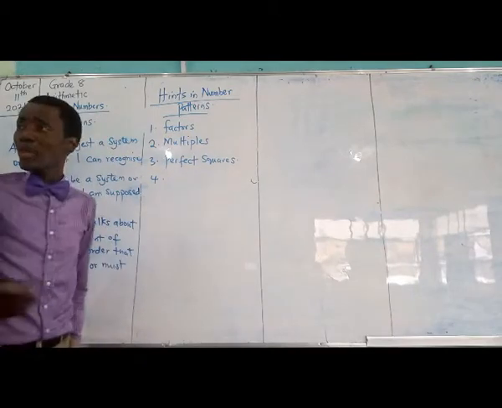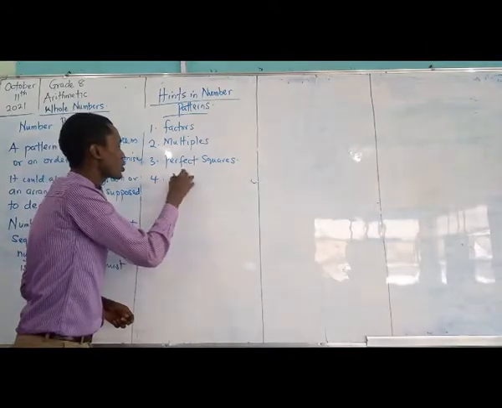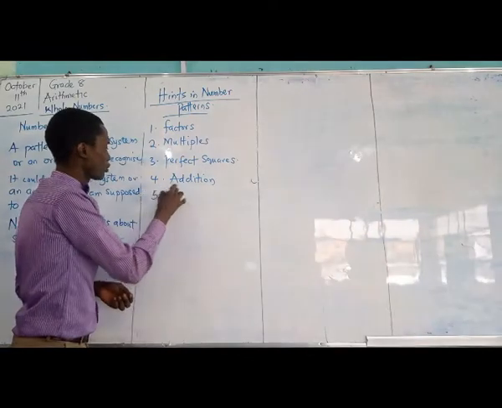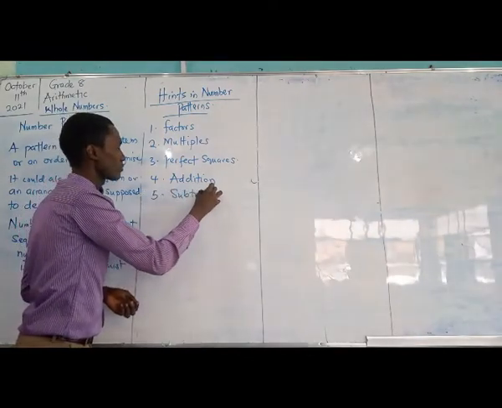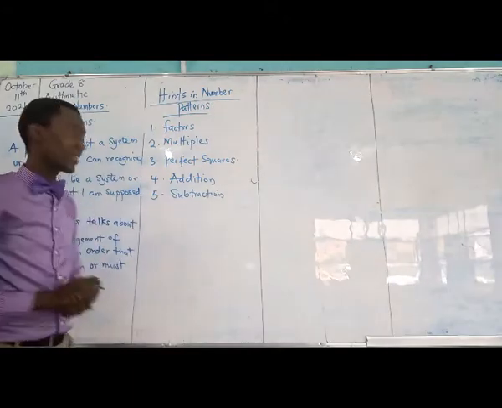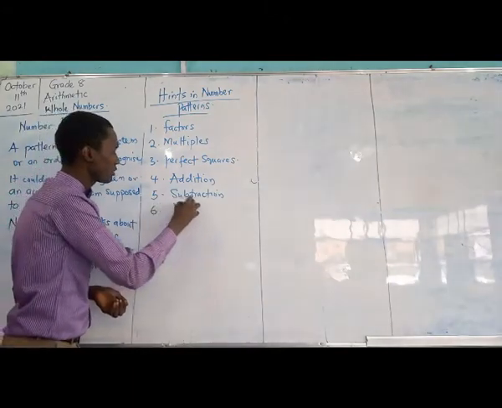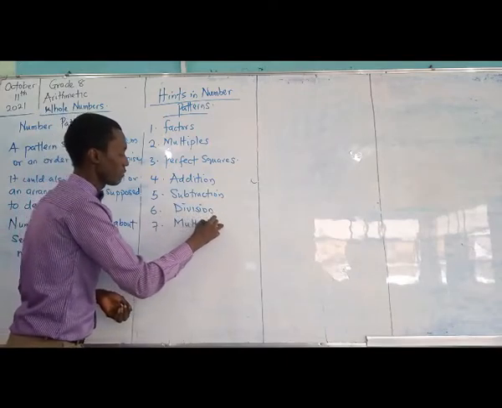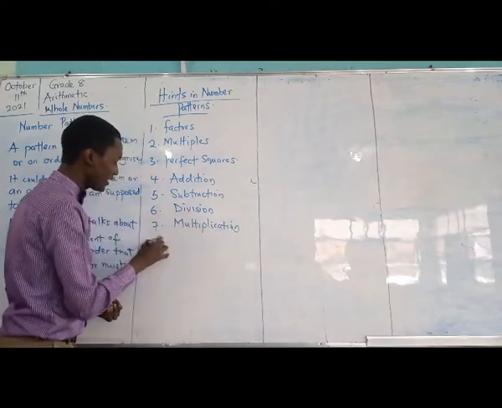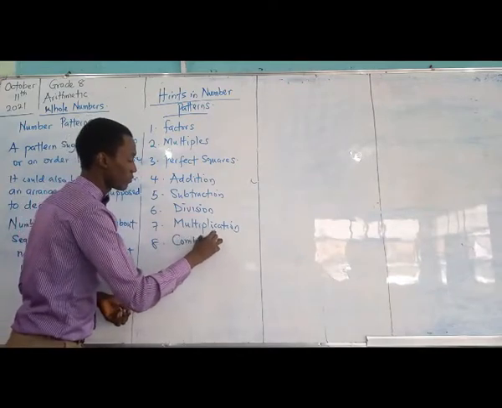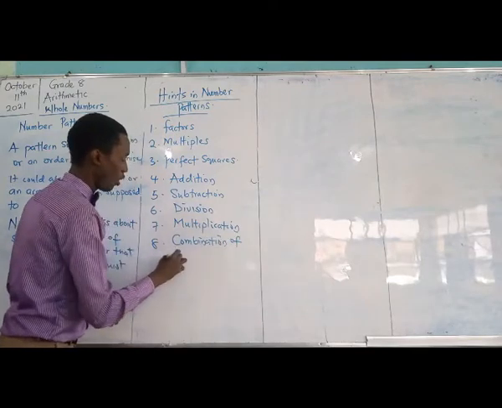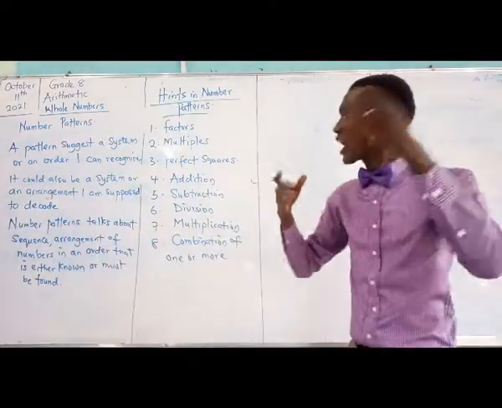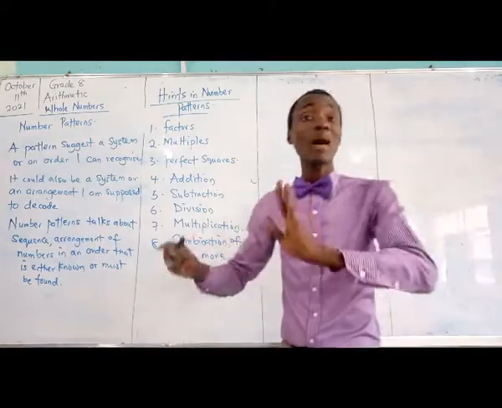Number four, you should be able to detect whether you are doing addition. So your knowledge of addition is important here. Your knowledge of subtraction may be required here. And sometimes you could have what? Division. And sometimes you could have multiplication. And finally, it may be a combination of one or more. So these are just hints that give you an idea of how you can handle number pattern.